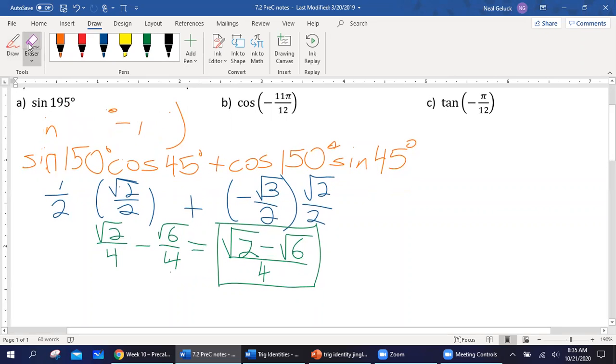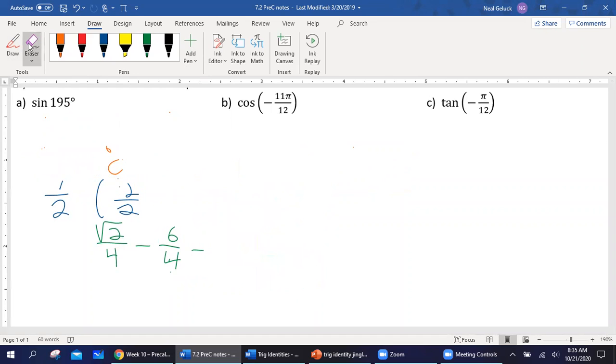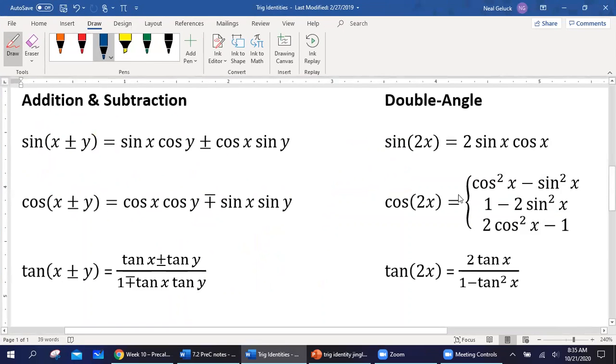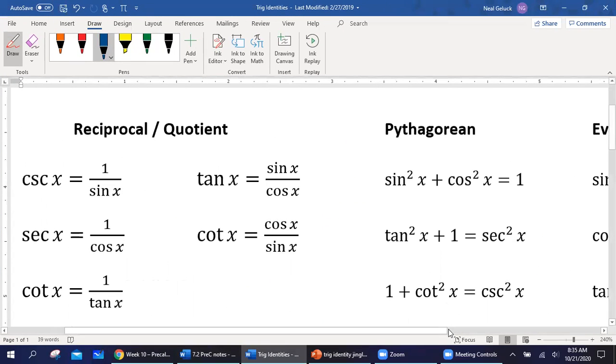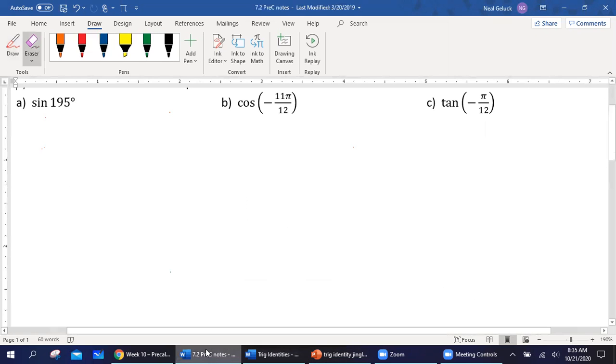For letter B, the first thing is I can apply, to make this a little easier, the even odd identities. In particular, the fact that cosine of a negative, we go back to our identities. Cosine of a negative, remember, since it's even function, the negative goes away. So I can just call this the same thing as cosine of 11 pi over 12. So I don't have to really think about that negative.